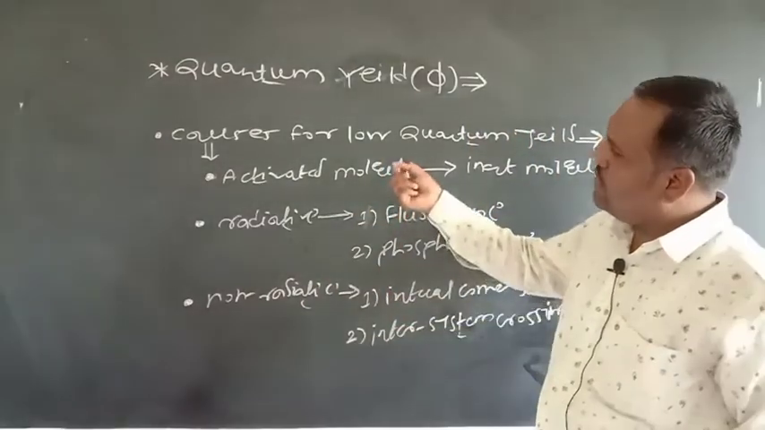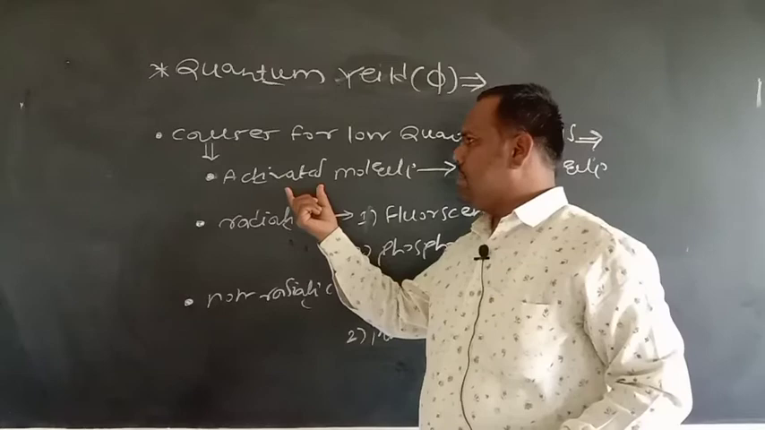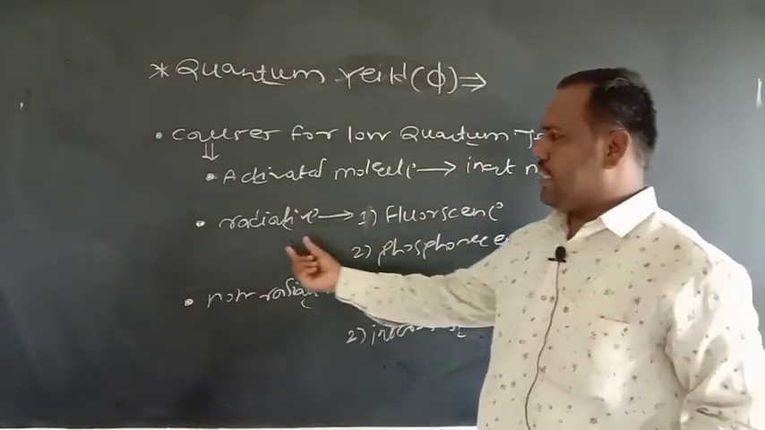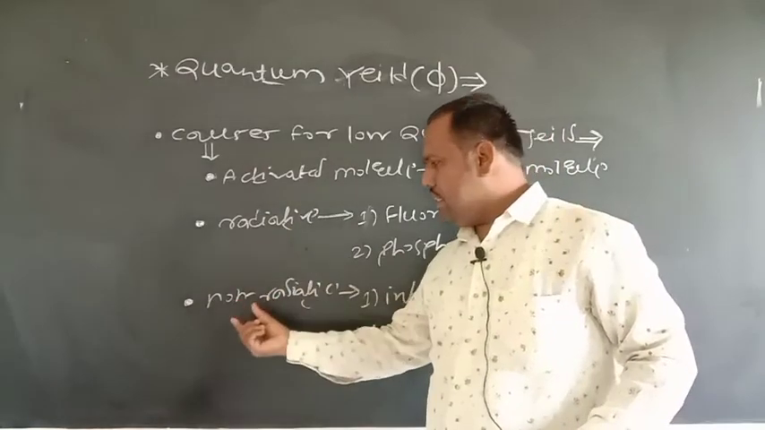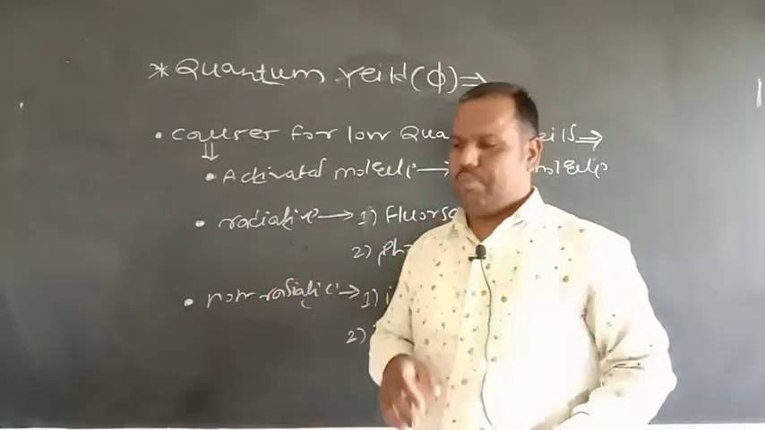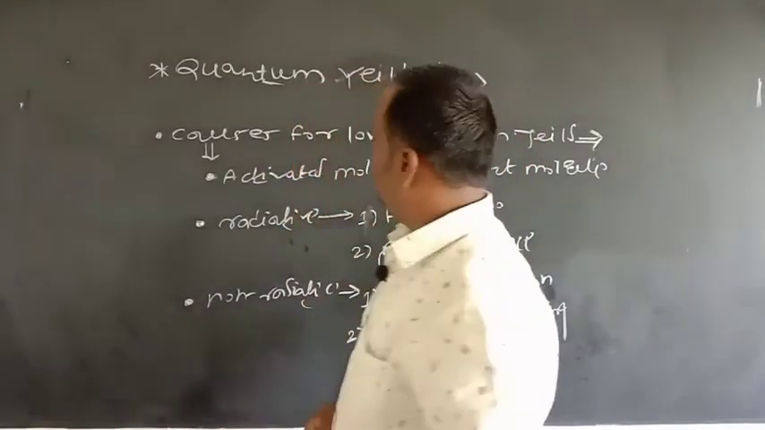So these are the three important points: the activated molecule transfers its energy to an inert molecule, second, a radiative process, and third, a non-radiative process, which are responsible for low quantum yield. So let us see some examples of this low quantum yield.